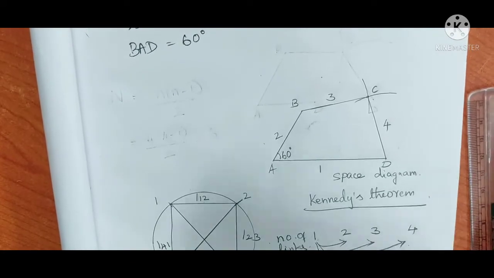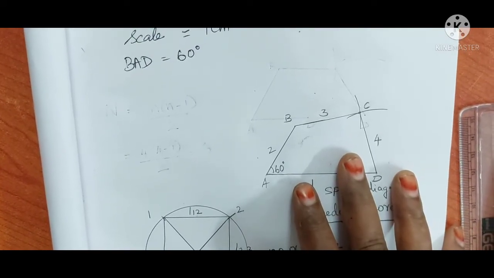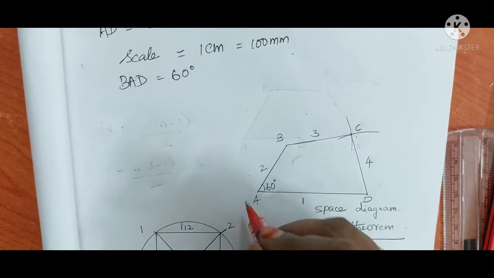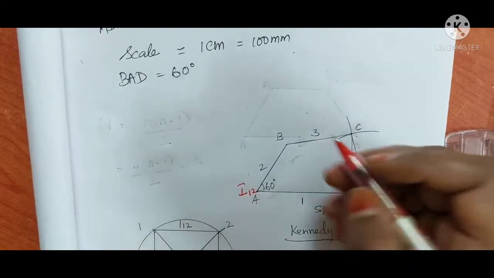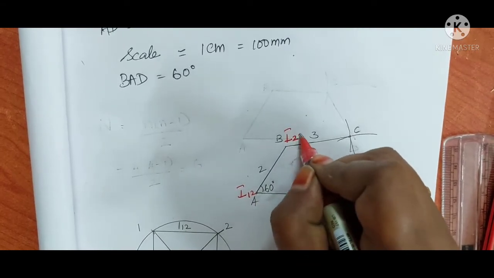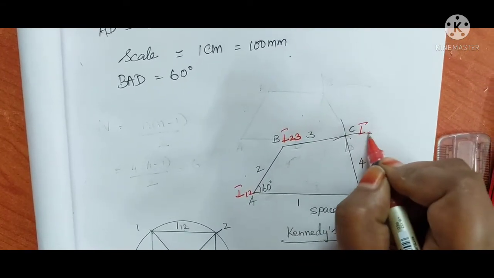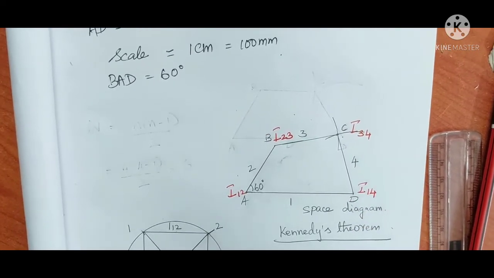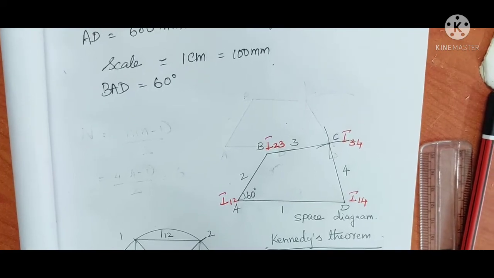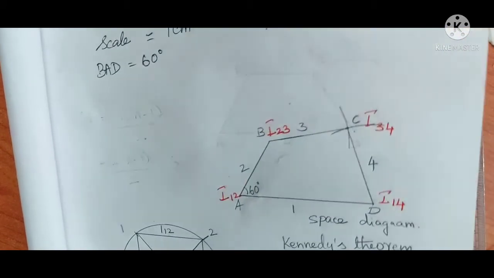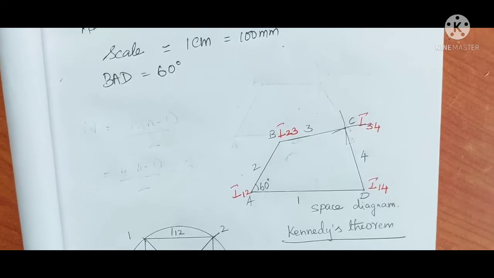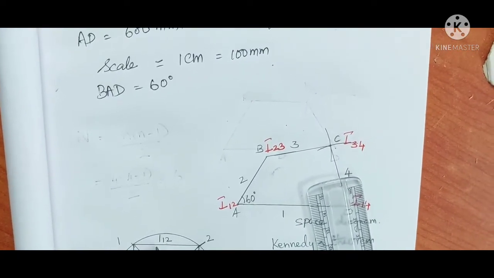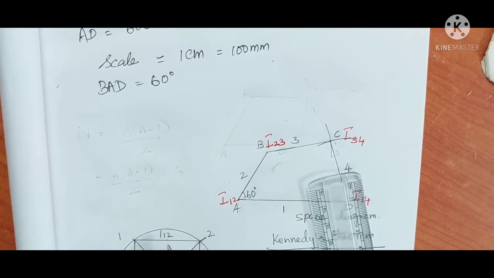So in this particular joint, this is I12, then this is I23, then this is I34, then this is I14. Now we need to locate 2 more temporary centers, either fixed or not permanent centers. How can we locate it? If I take 1 3, I will get that with the help of 1 2 and 2 3 by extending them.